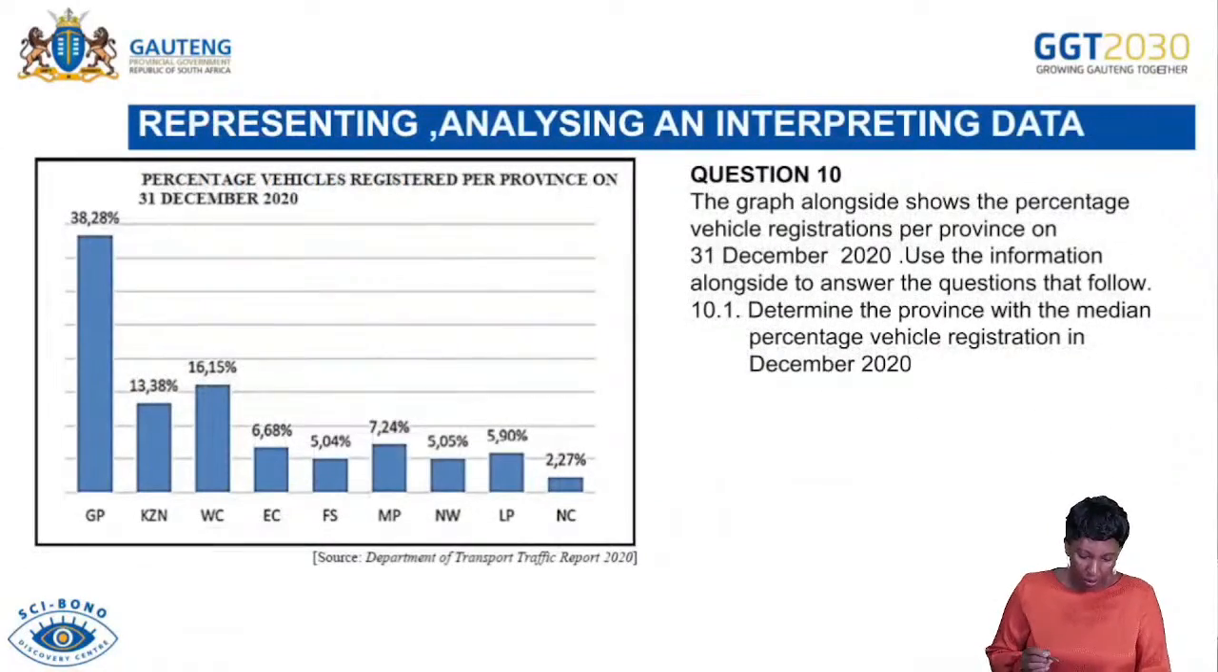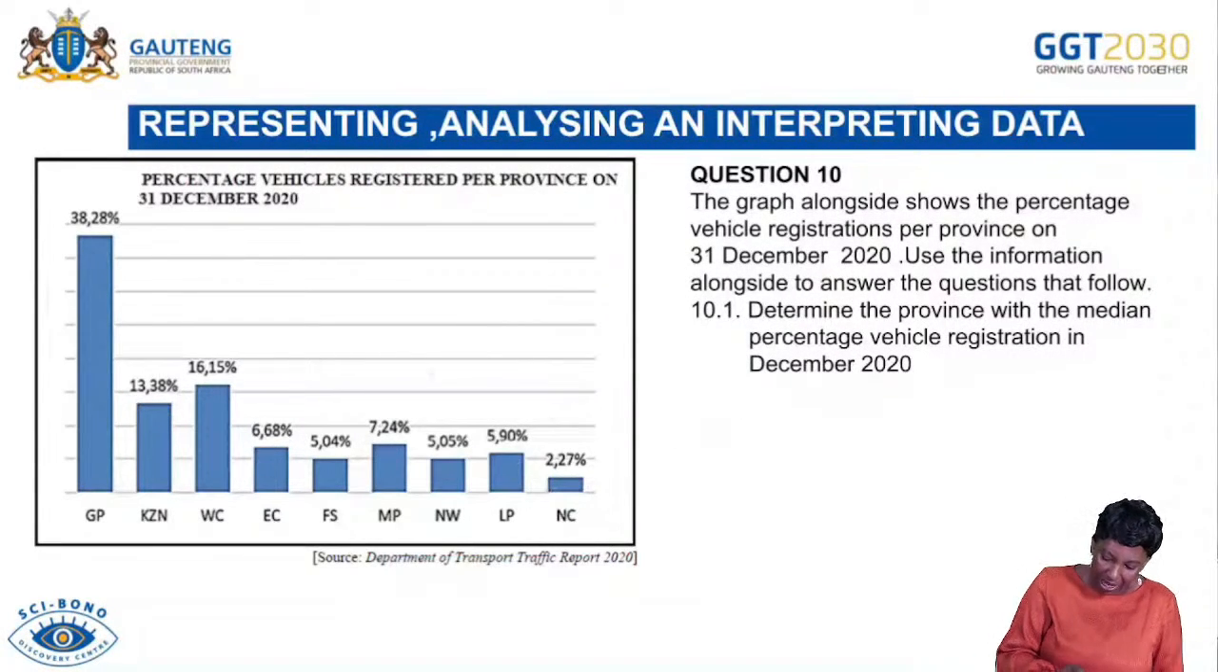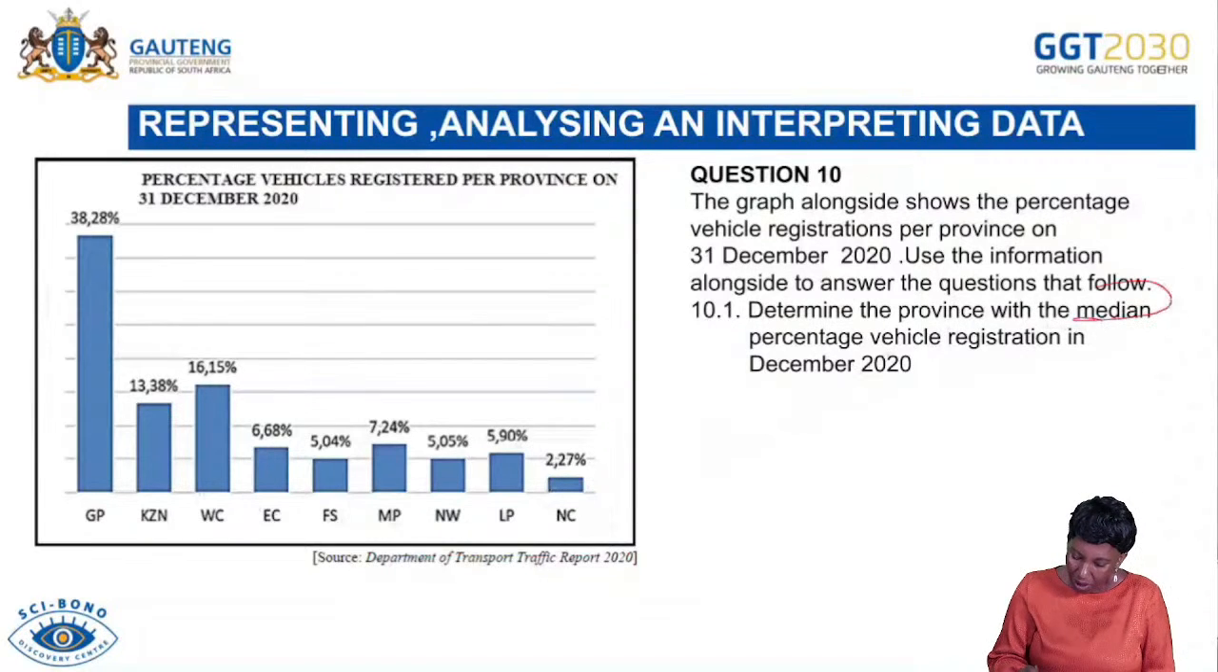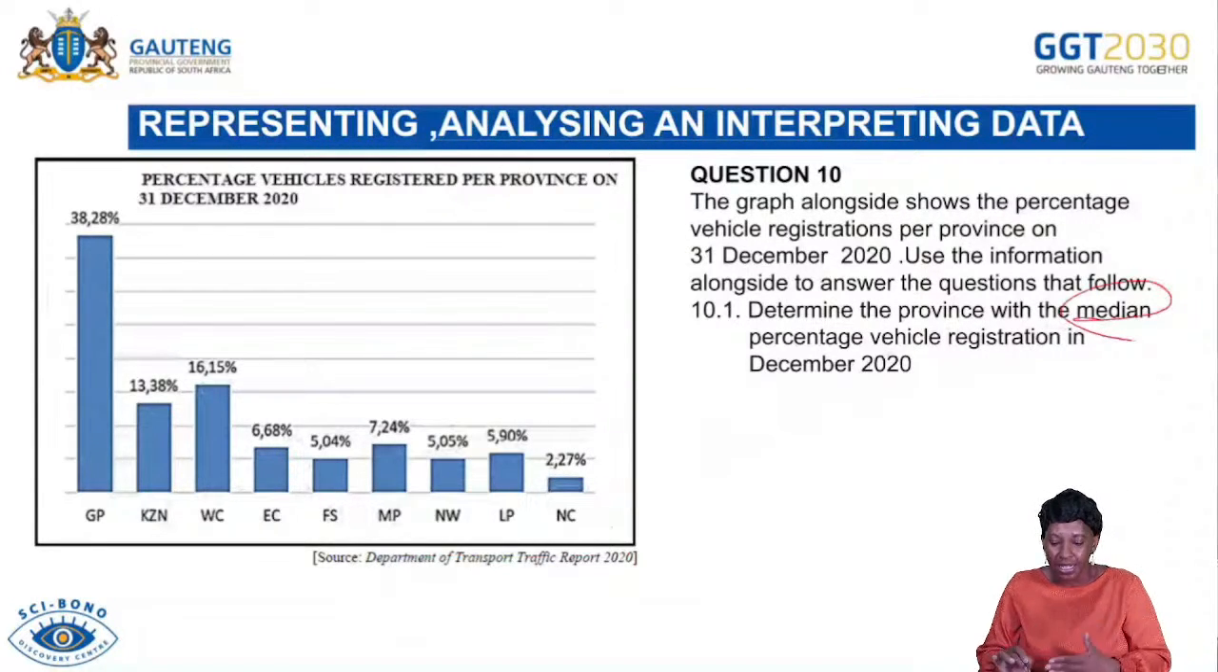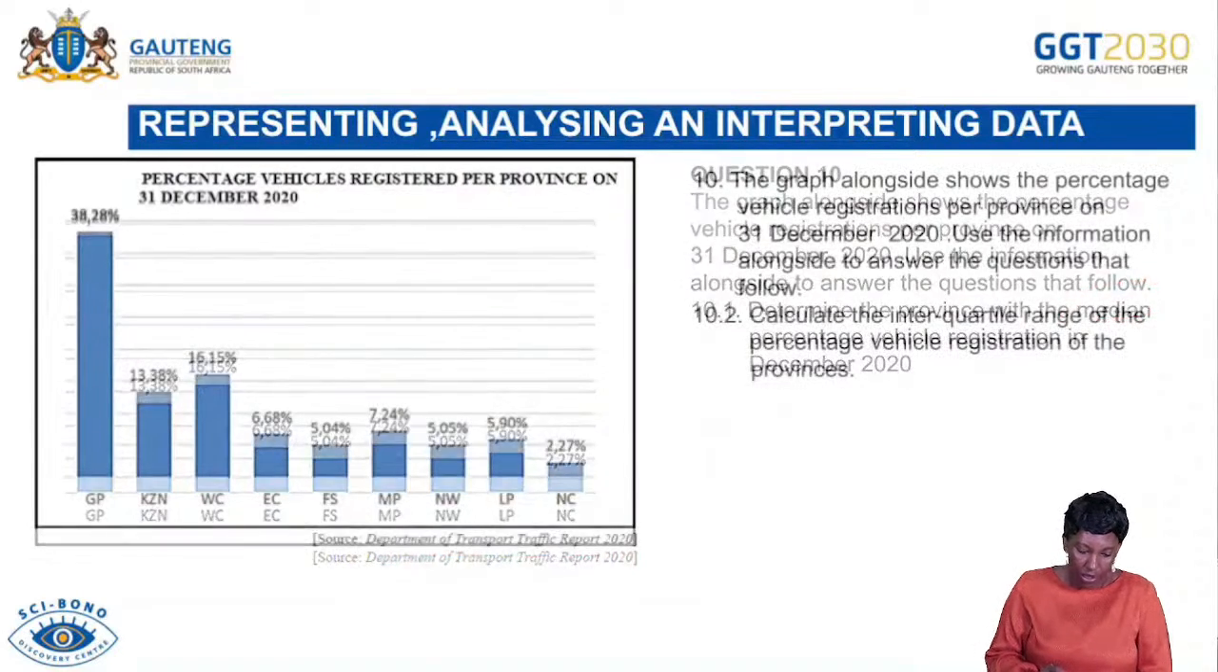That's how easy it is, boys and girls. Now, looking at this percentile, here is just a representation of the graph, analyzing the graph using data handling. They ask you, determine the province with the median percentage of vehicle registration in December. Now, you have to arrange the data set because what they want is the median. And looking at this one, it's not arranged. You have to arrange your data set in ascending order, then you get your median.